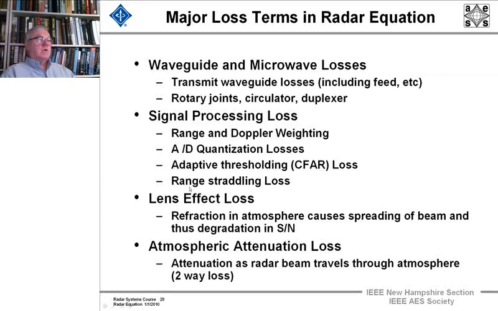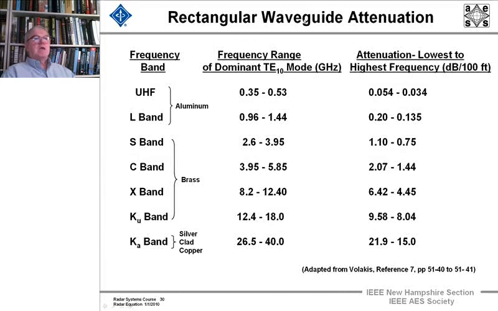Now, let's look over some other major terms. Waveguide and microwave losses, particularly the transmit waveguide losses, including the feed, the rotary joints, the circulator, and the duplexer. Next is a rectangular waveguide attenuation table, taken from John Volakis' handbook, reference 7, these 2 pages. These are for the different frequency bands where the waveguide is made out of aluminum, brass, and silver-clad copper.